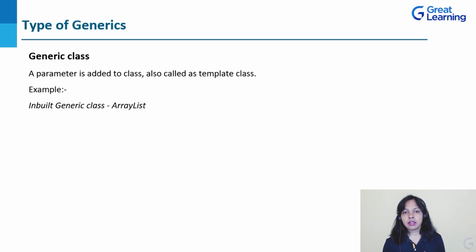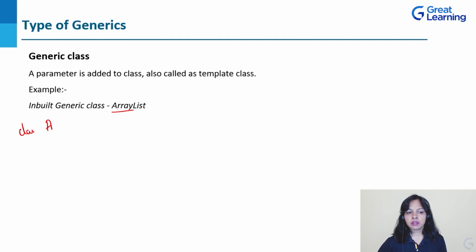A parameter is added to a class, and this generic class is also called a template class. Let's try to understand this with the help of an inbuilt generic class example, that is your ArrayList. Until generics was introduced in Java, it was defined in this way. See how it was defined?